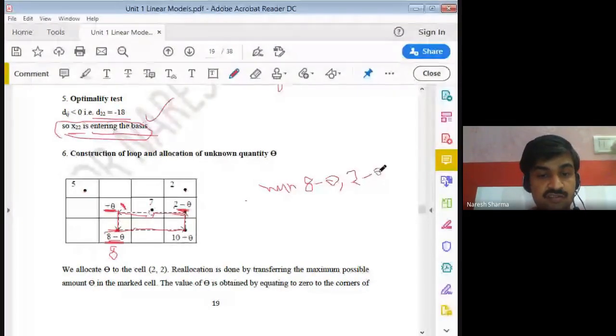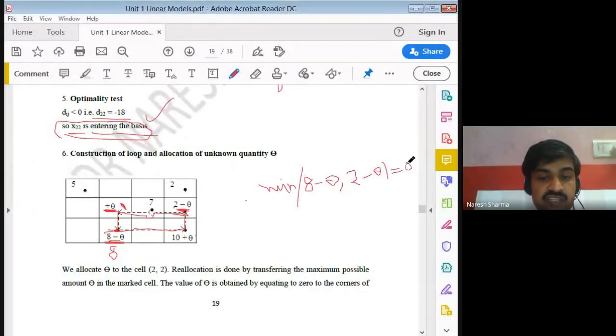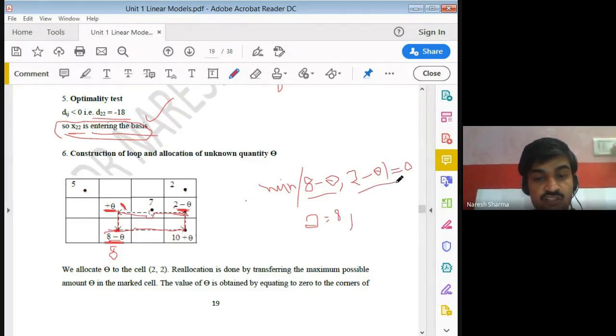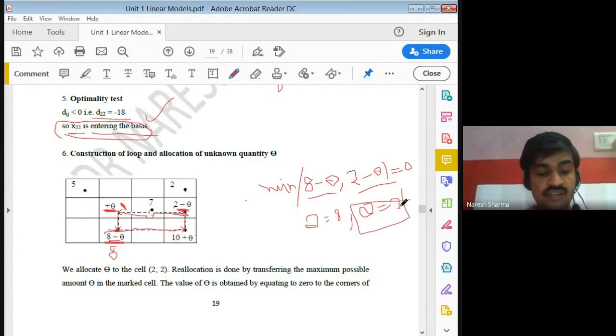which, after taking these two equal to 0. So if you see here, from the first, if you take this equal to 0, theta is 8, and also when you take this equal to 0, then theta is equal to 2, and the minimum value is 2 here. So the minimum value is 2.